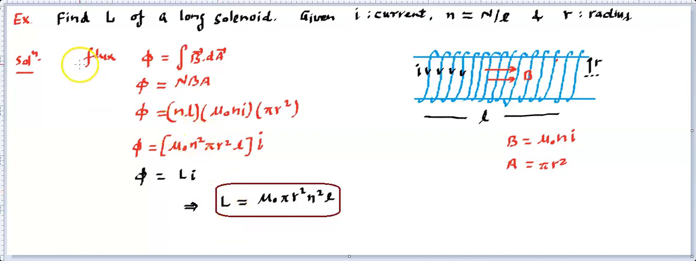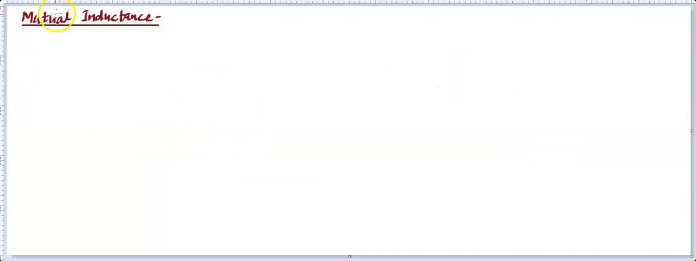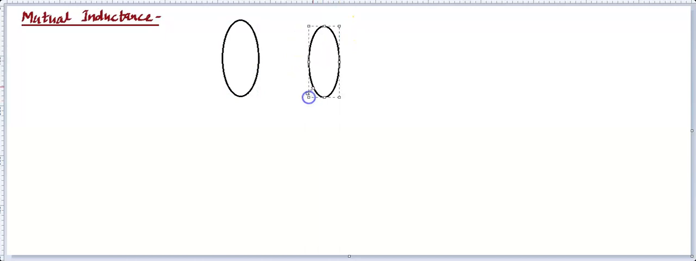Okay, so that's the idea about self-inductance and its calculation. Now let's talk about the second type of inductance, called mutual inductance. With the help of an example, let's say there is one coil, and parallel to this there is another coil. These two coils are placed to make an arrangement, and this indicates the back side of it, and this also indicates the back side of this coil.